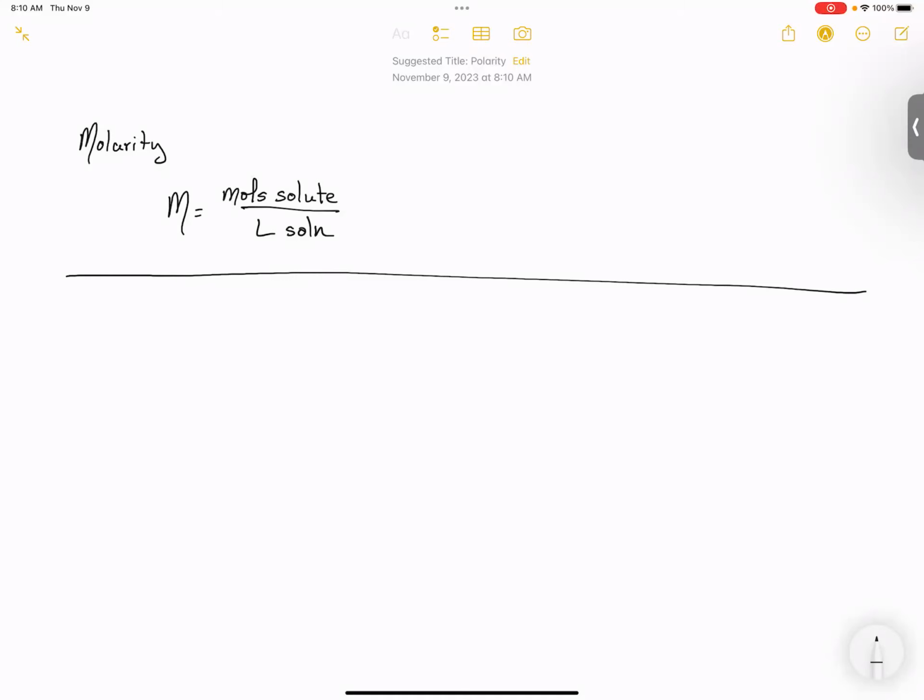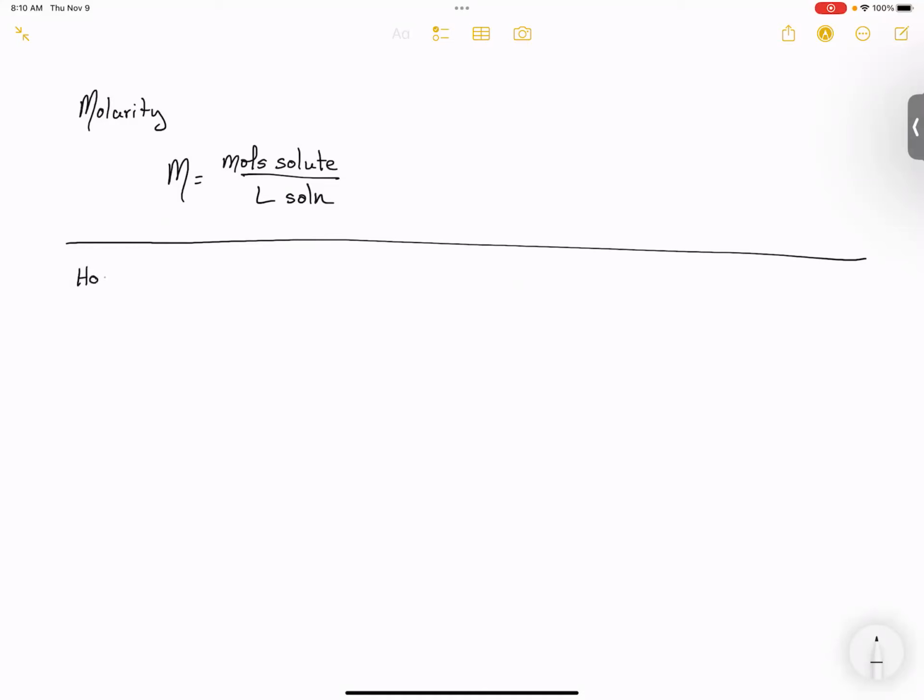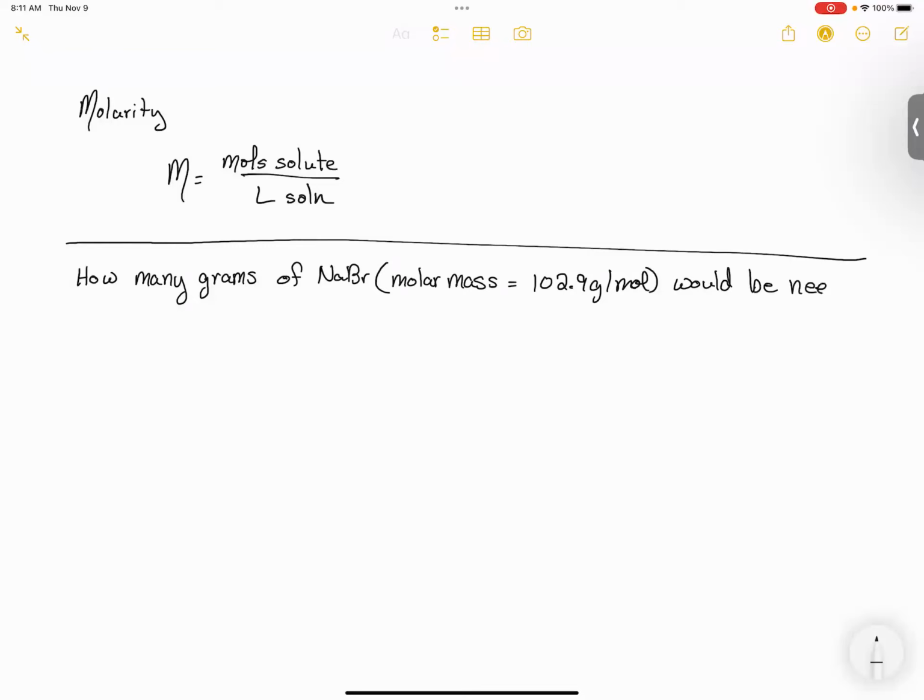So, the first question we're going to answer is: how many grams of NaBr, with a molar mass equal to 102.9 grams per mole, would be needed to prepare 700 milliliters of 0.230 molar NaBr solution.